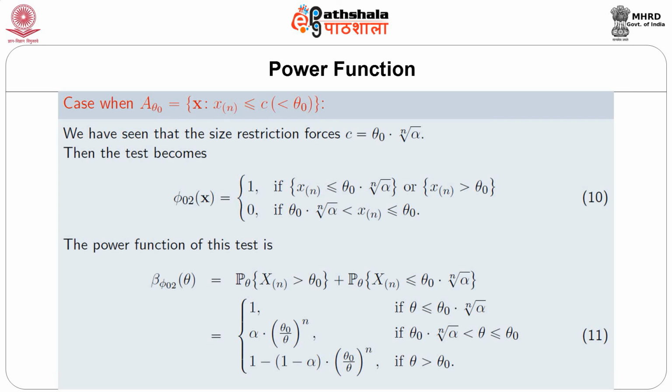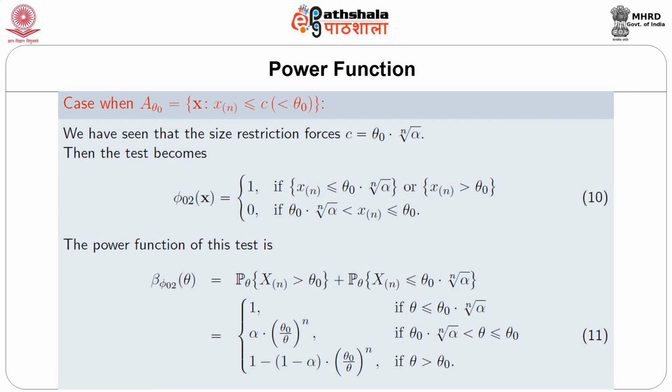And we can calculate immediately the power function of the test as probability x order n greater than theta naught plus probability x order n is less than or equal to theta naught alpha to the power 1 by n. It is alpha theta naught by theta to the power n if theta lies between theta naught alpha to the power 1 by n and theta naught, and if theta is greater than theta naught, it is 1 minus alpha theta naught by theta to the power n.